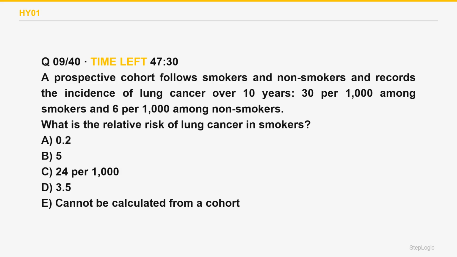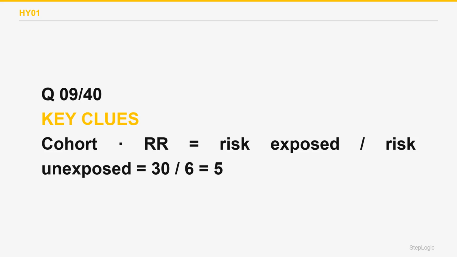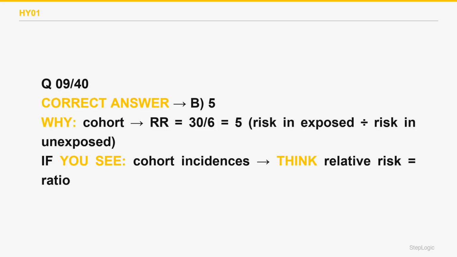Read the command, relative risk in smokers. A cohort gives incidences, so divide the exposed risk by the unexposed risk. A cohort study measures incidence directly, so you can compute true relative risk, the risk in the exposed divided by the risk in the unexposed. Here, that is 30 per 1,000 divided by 6 per 1,000, which equals 5 times the risk of lung cancer compared with non-smokers. The correct answer is B.